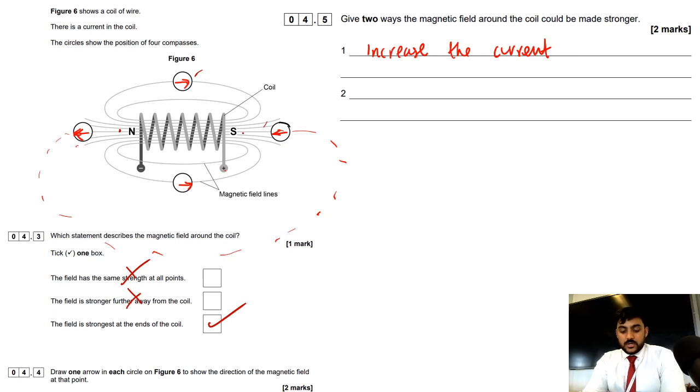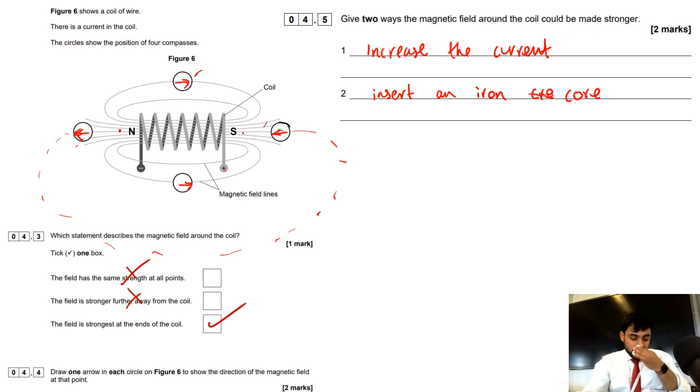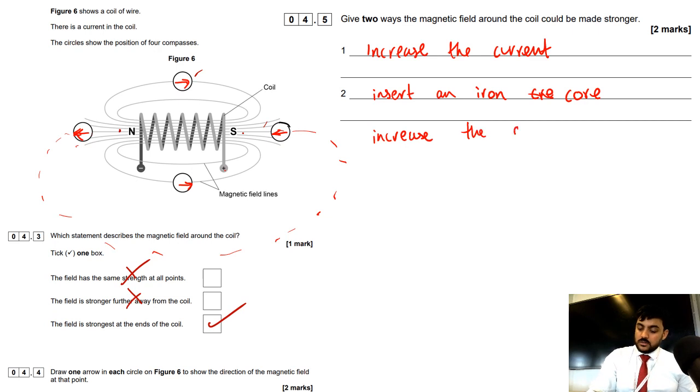Or what I could do, if you remember the practical from school, is put an iron nail in it, which is introducing an iron core. Insert an iron core, which basically channels the magnetic field and makes it stronger. I could also increase the number of coils. That should do the trick as well.